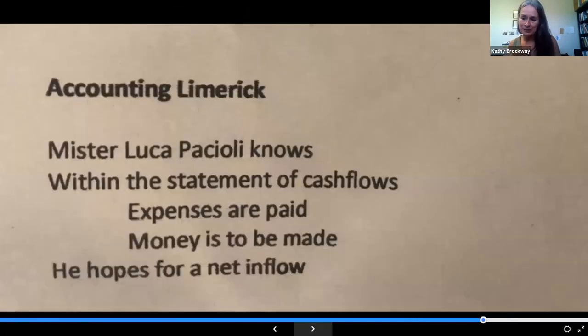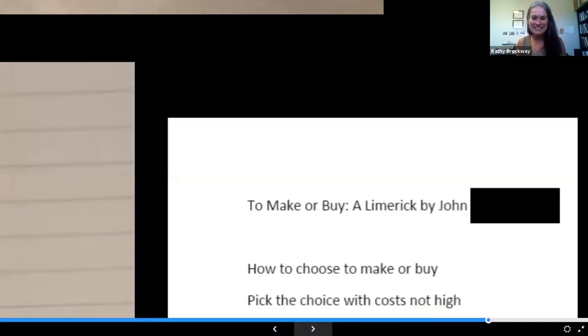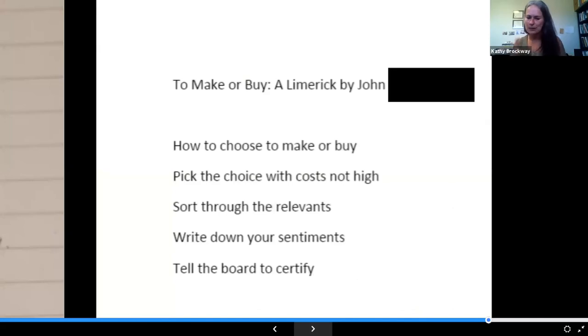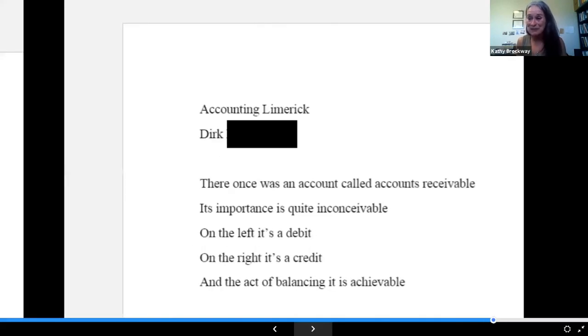Remember Luca Pacioli, he's the father of accounting. So we have: Mr. Luca Pacioli knows within the statement of cash flows, expenses are paid, money is to be made. He hopes for a net inflow. Fabulous, right? Oh my gosh, I was so impressed. How to choose to make or buy, pick the choice with cost not high, sort through the relevance, write down your sentiments, tell the board to certify. They had so much fun and they learned. They reviewed for the final just by thinking about everything we had learned.